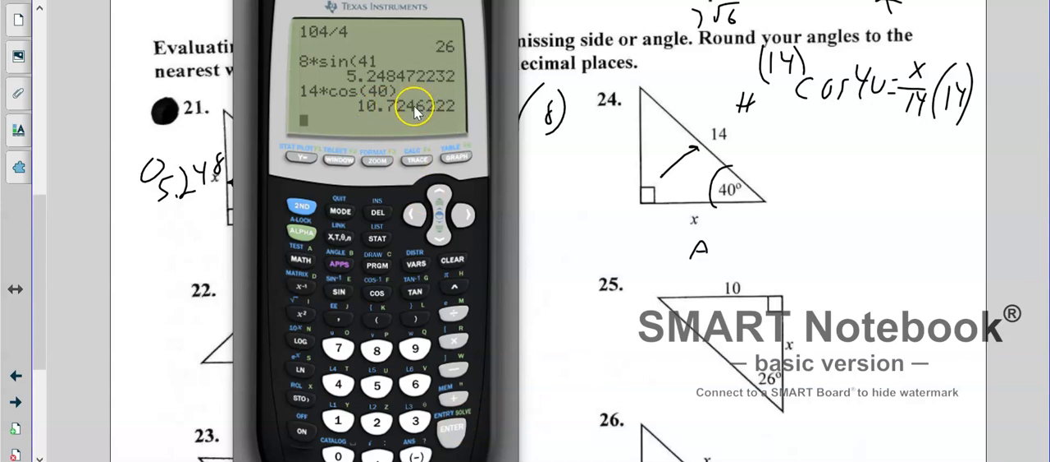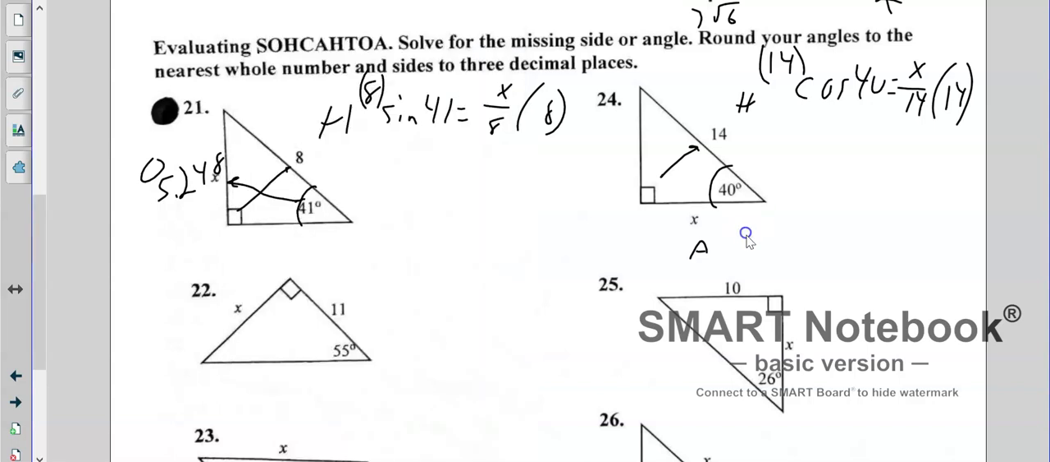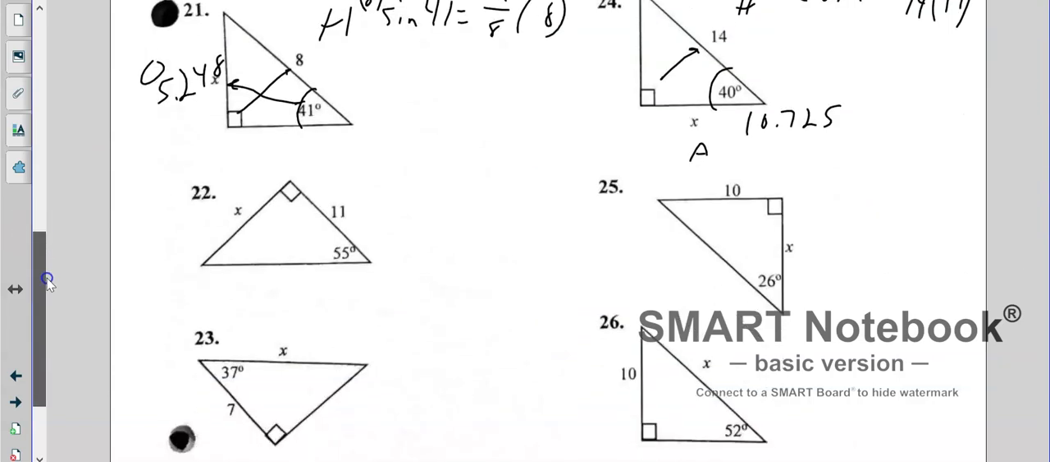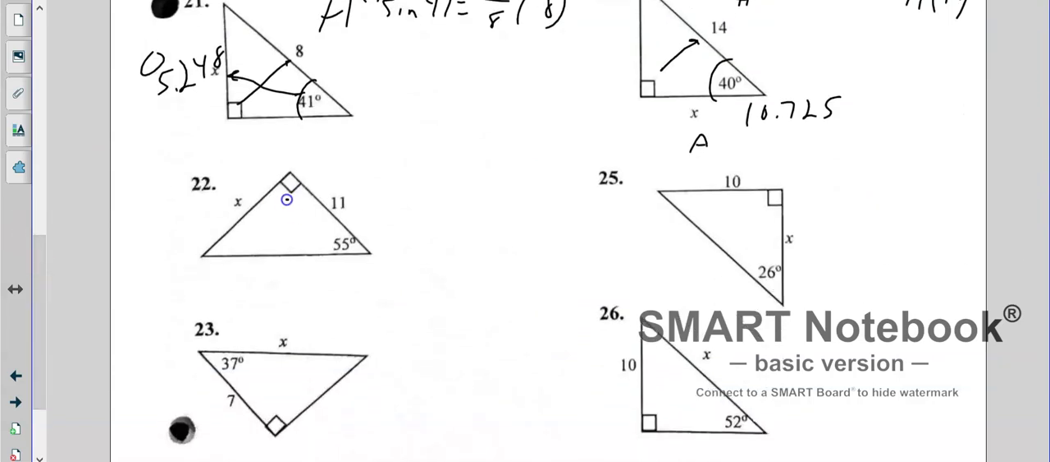$10.7246. The 6 makes the 4 round up. So 725. 10.725. All right. Notice we do not have the hypotenuse. From this angle, we're trying to find the opposite. We have the adjacent. That's tangent. Tangent of 55 equals opposite, unknown, over adjacent, 11.